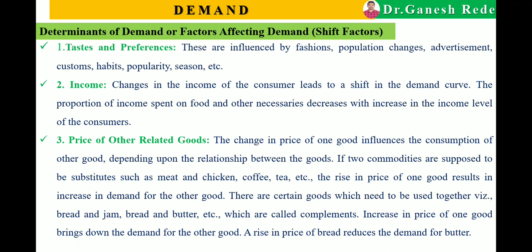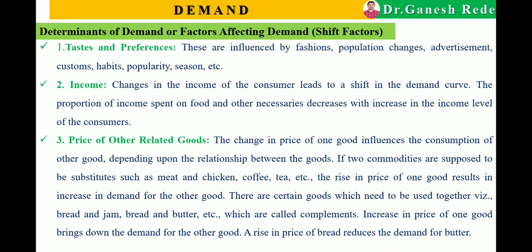So the portion of income spent on food or other necessaries decreases with increase in income level of the consumers. Okay. The next determinant is price of other related goods. So the change in price of one good, as we have seen in the derived demand. Okay, so that same factor is here, price of other related goods.